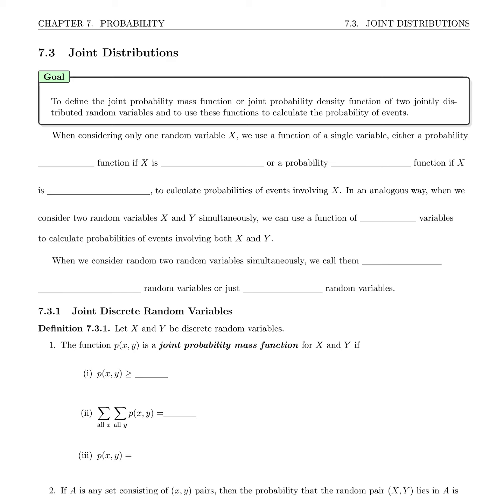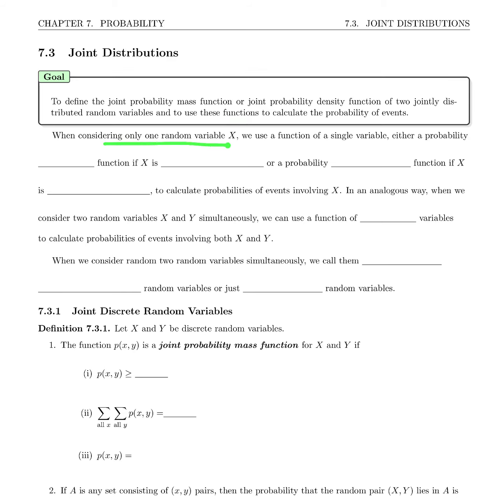In this video, we're going to start section 7.3 on joint distributions. The goal of the section is to define the joint probability mass function or joint probability density function of two jointly distributed random variables, and to use these functions to calculate the probability of events.